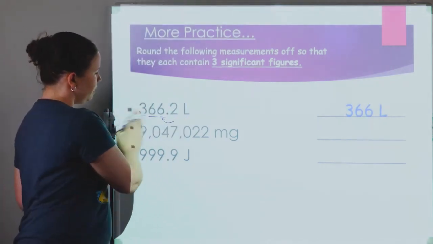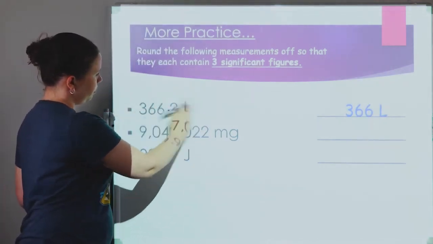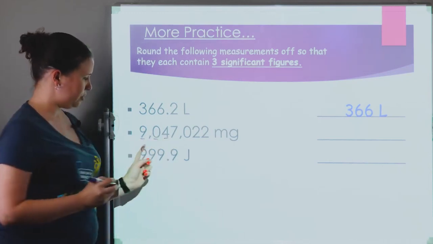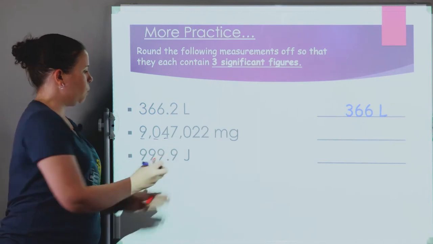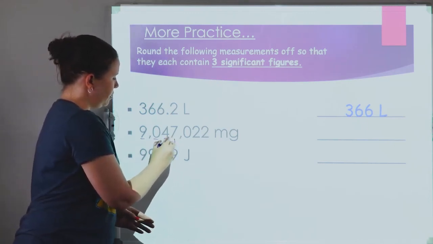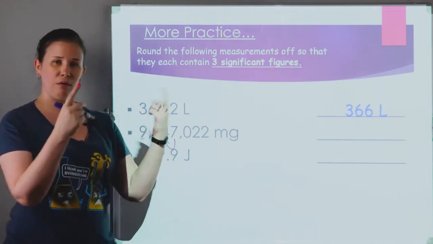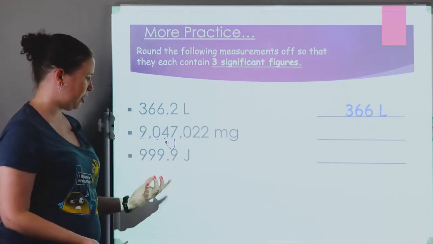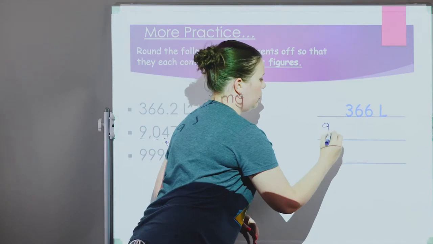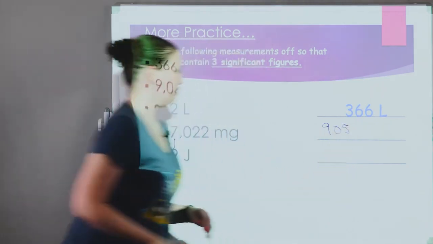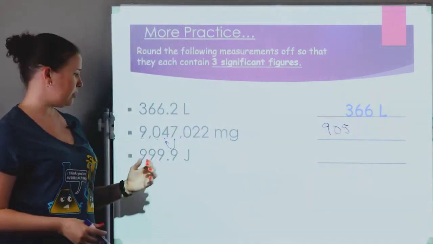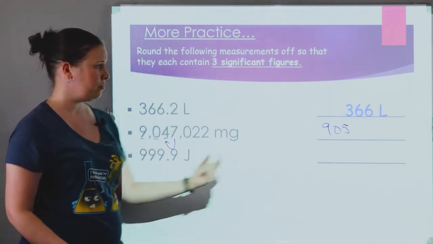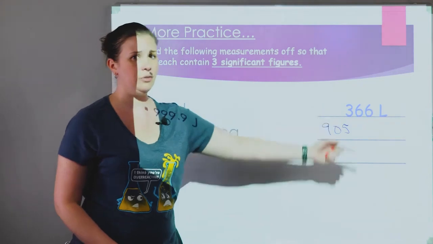The next one is a little bit trickier because it's a much bigger number. So again, I'm going to start off with the first 3 digits, and I want to think about what the next number does. Does the 7 make the 4 round up or down? It will make it round up because it's above 5. So I'm going to write 905. But the problem is this number represents 9 million, and that just says 900.